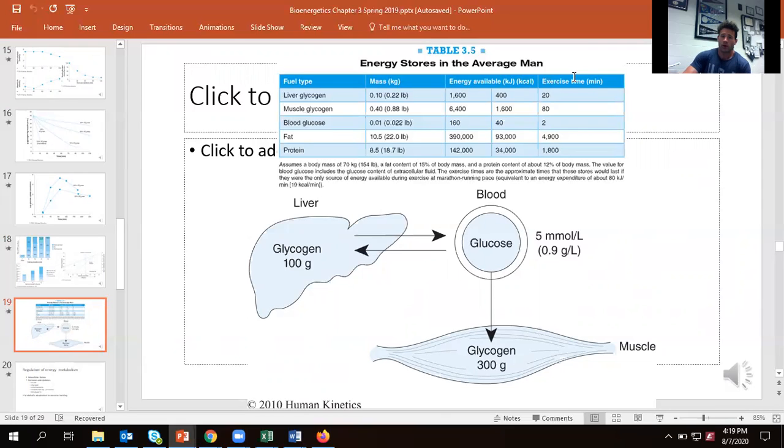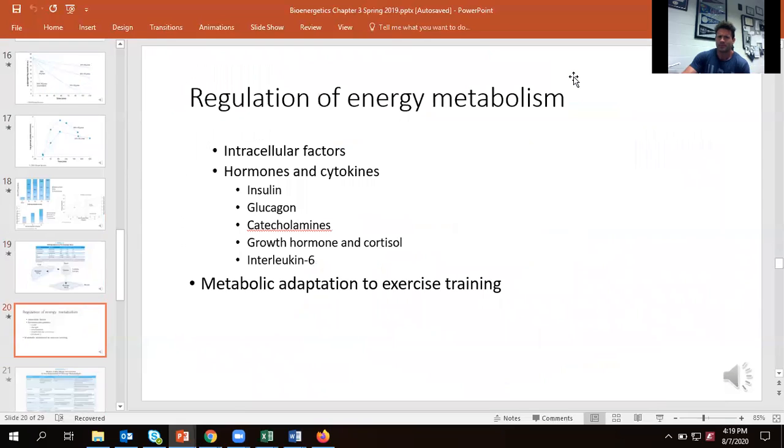But obviously, it's not how we're going to do it. And then once again, we do have protein as a source, but we don't use it too much because that's the equivalent of, once again, disassembling the car to keep the car running. Not a good long-term strategy.